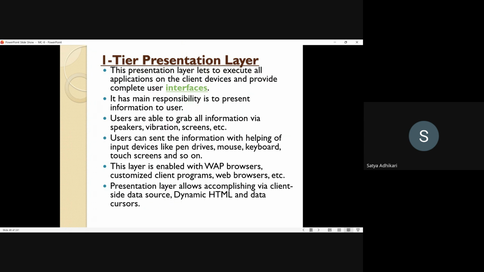Users can send information with the help of input devices like pen drive, mouse, keyboard, touch screen, and so on. So the corresponding keyboard devices, input devices are there. Suppose you click using a mouse or keyboard, or you type something in your browser through the keyboard, and when you press the enter key, the data will be displayed on the output devices, on the screen.